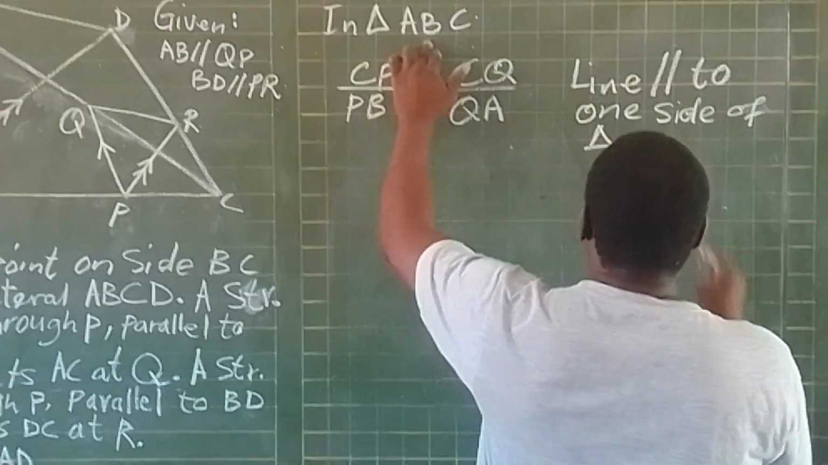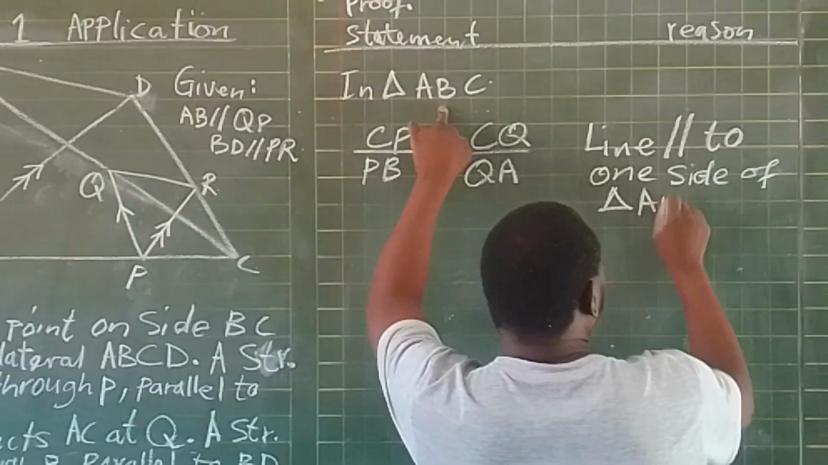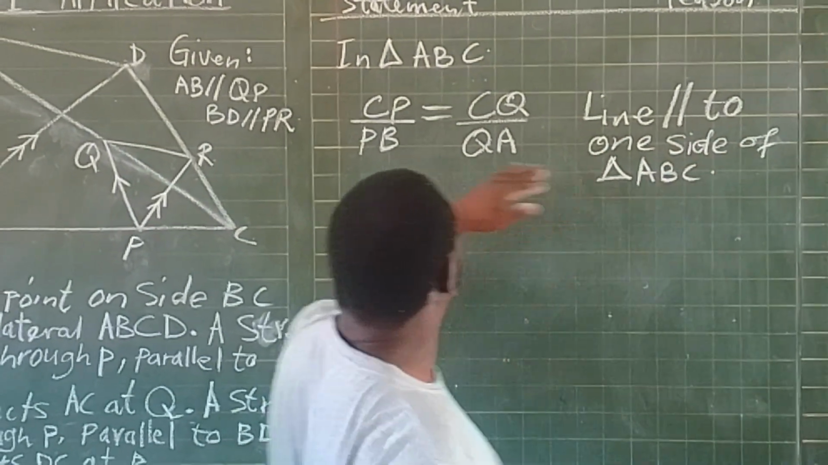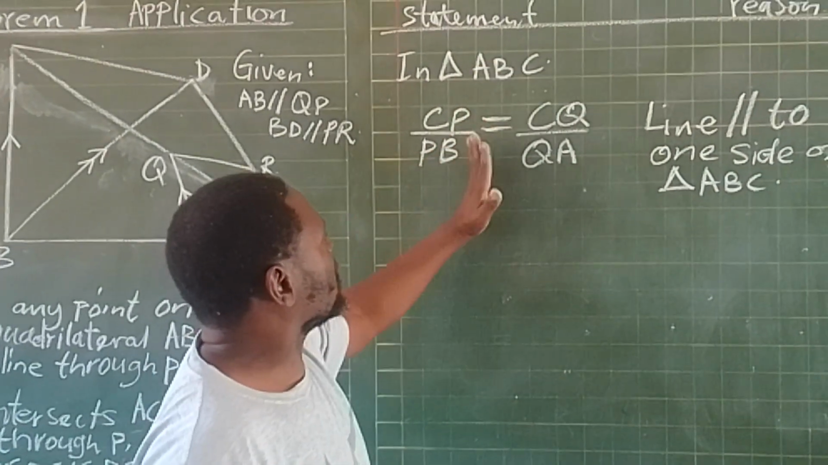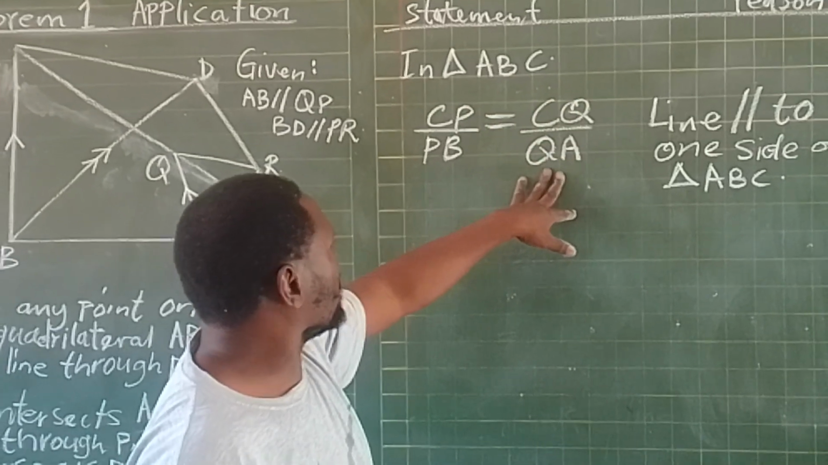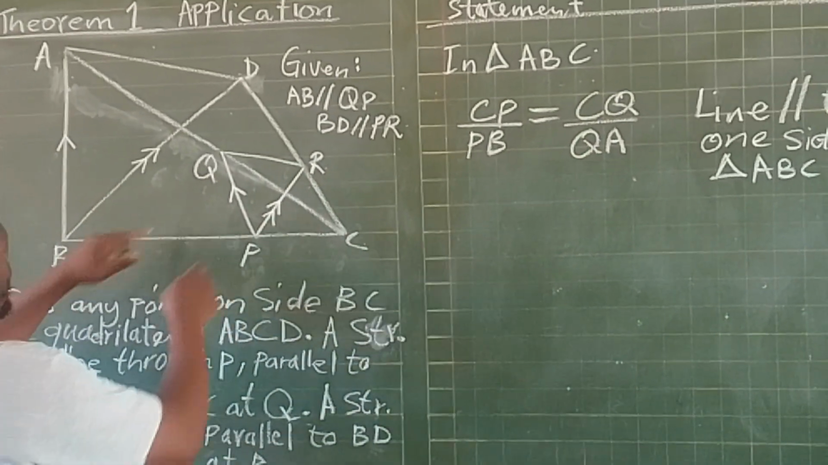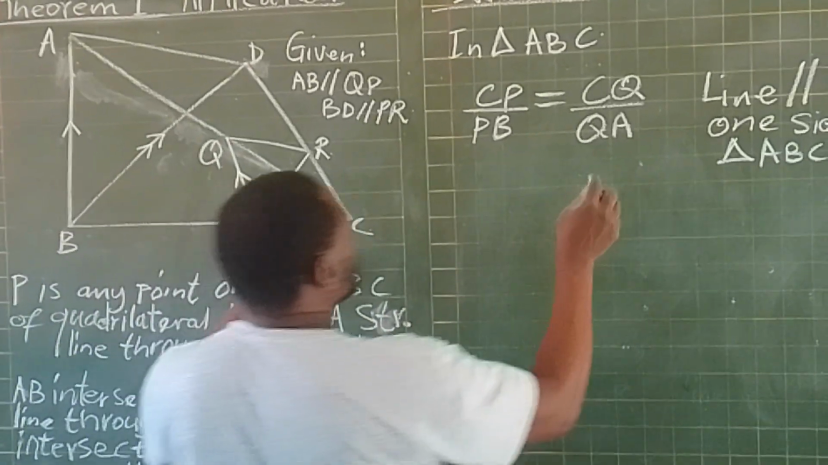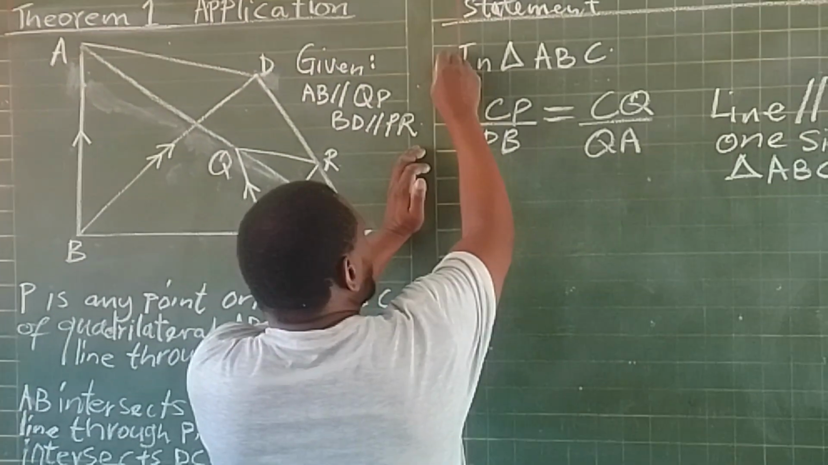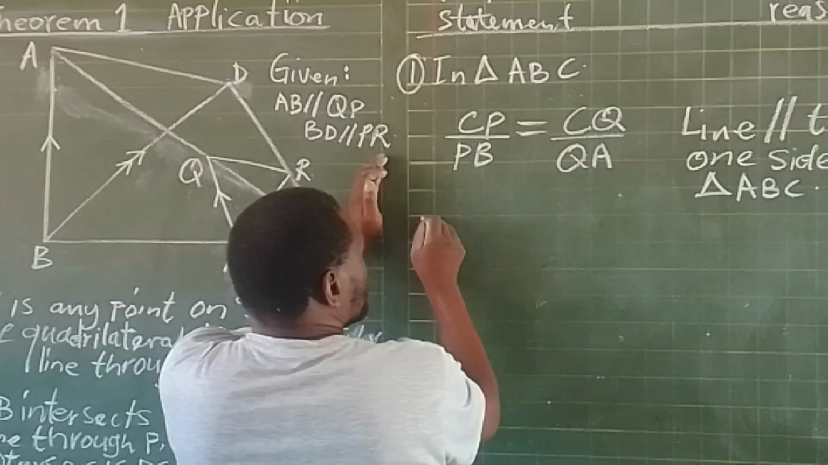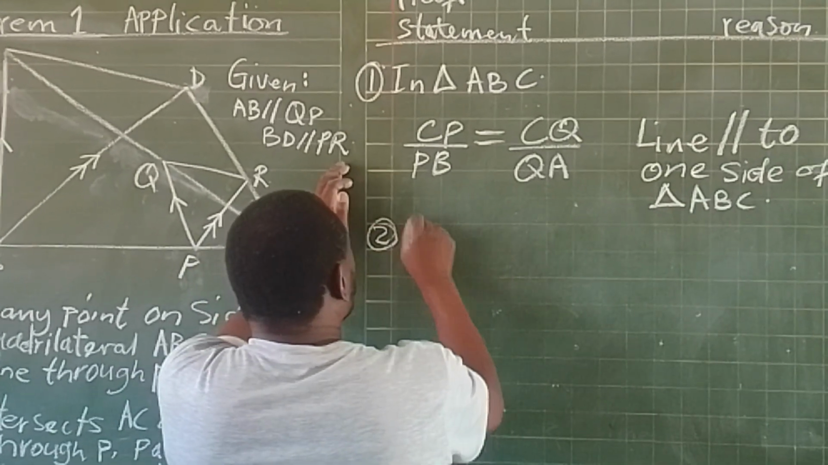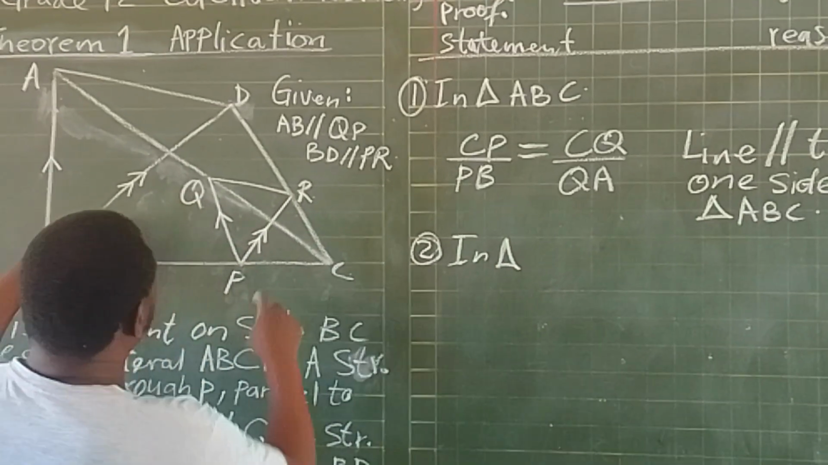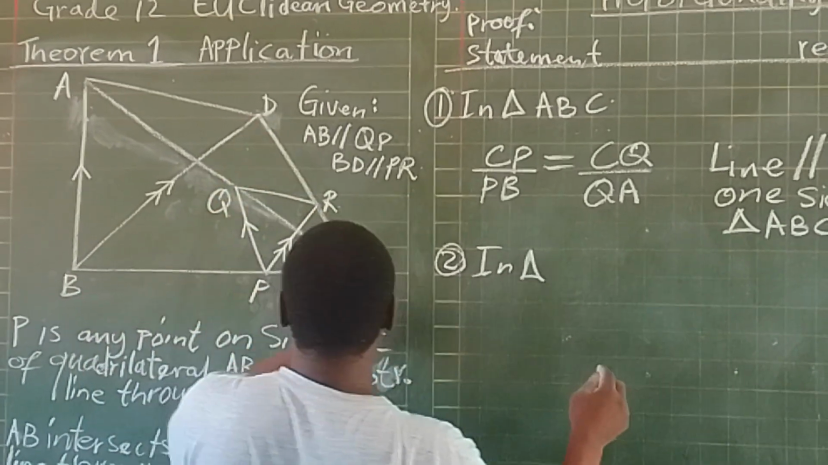What triangle are we speaking of? We're speaking of ABC. So the line parallel to one side of a triangle is going to divide this into proportion. Which line is that? Is QP. You see? Now we come to another case, number 2. This was the first case. The second case would be to consider triangle BDC.